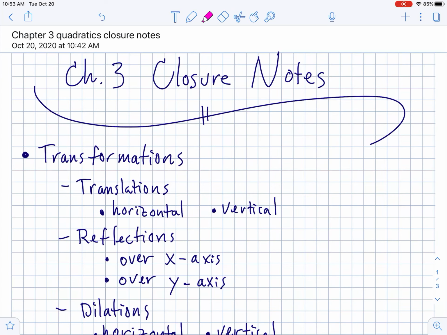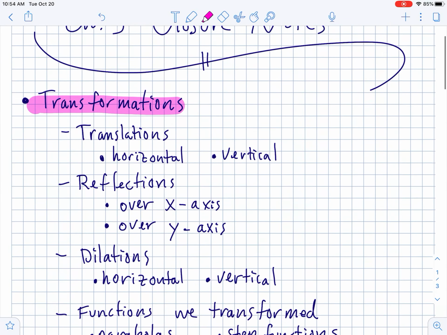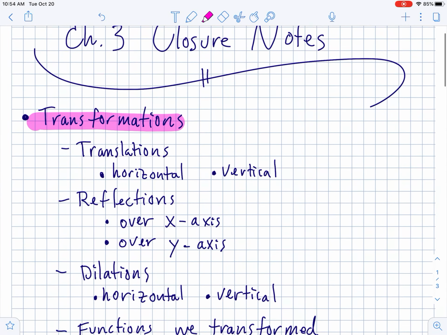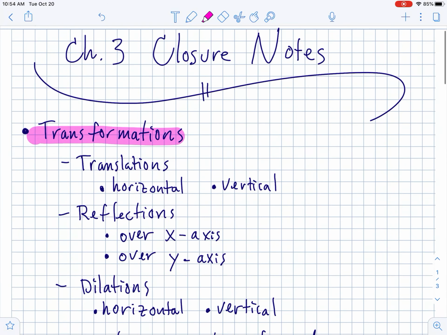All right, IBSL1, we finally made it to the end of Chapter 3. So we are going to do Chapter 3, Close Your Notes. You guys, this chapter was split into two targets. One of them was a transformations target, and the second one was quadratics. Let's talk transformations.